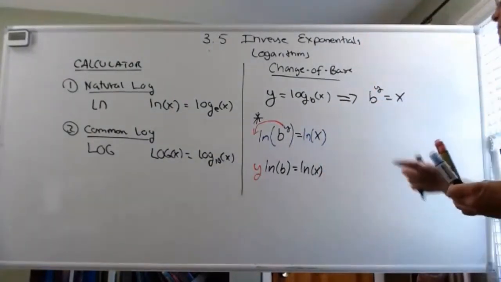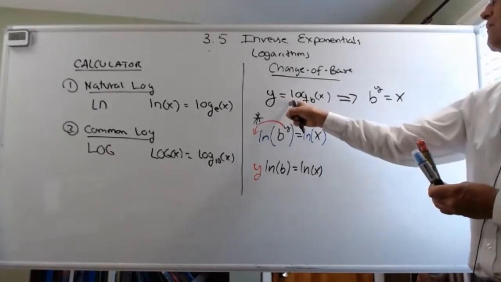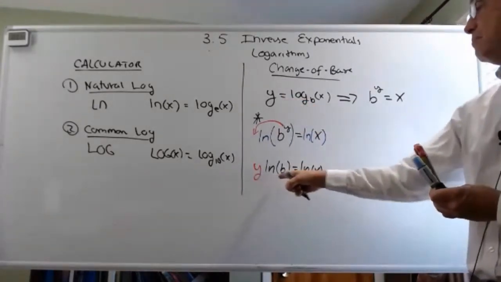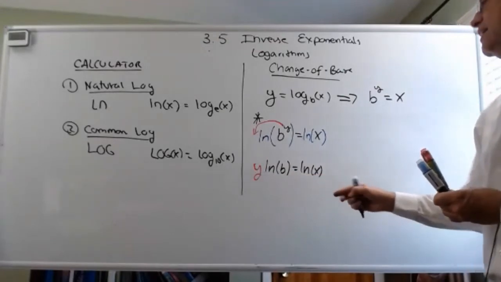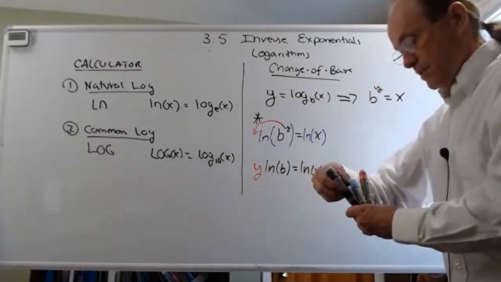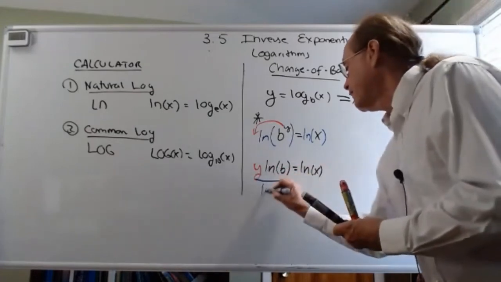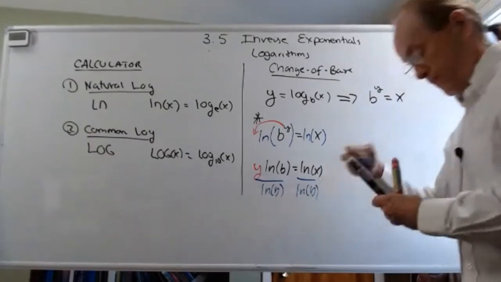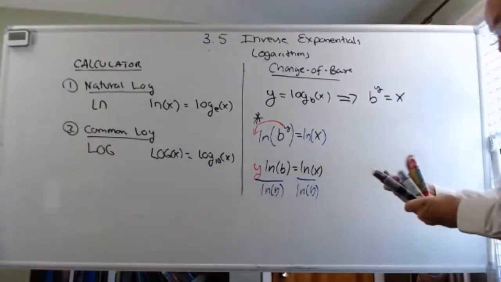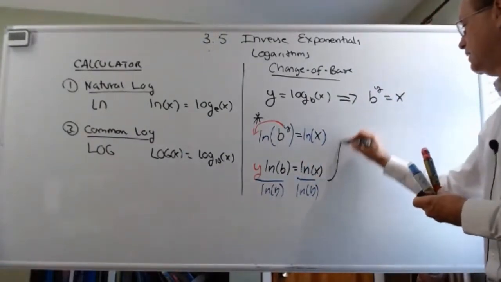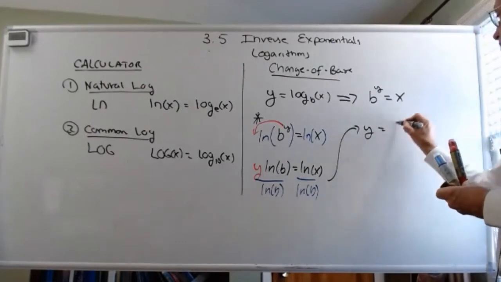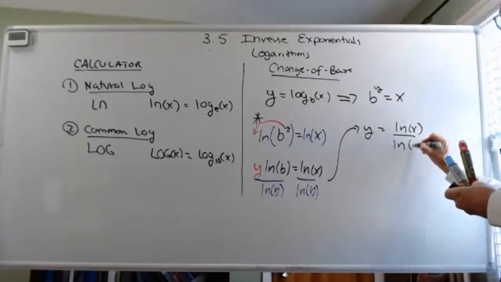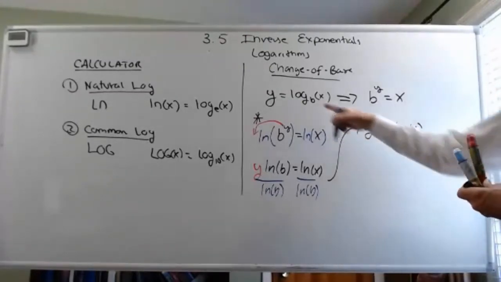Now, what am I trying to find out here? I want to solve for y. So in this case, I can simply divide both sides by the natural log of b. By dividing by the natural log of b, I get my y value. So y is equal to the natural log of x over the natural log of b. But what is y?